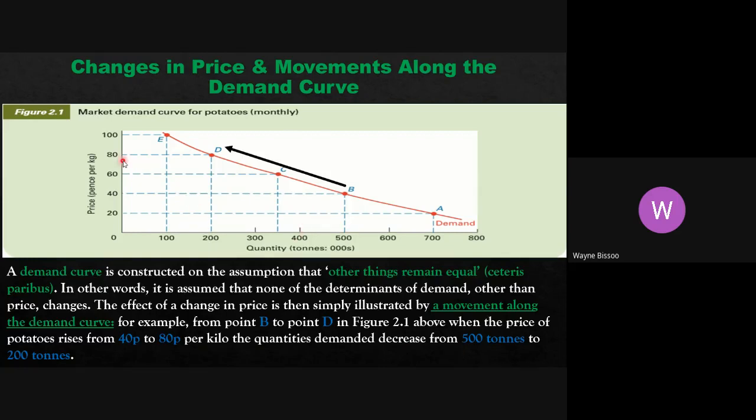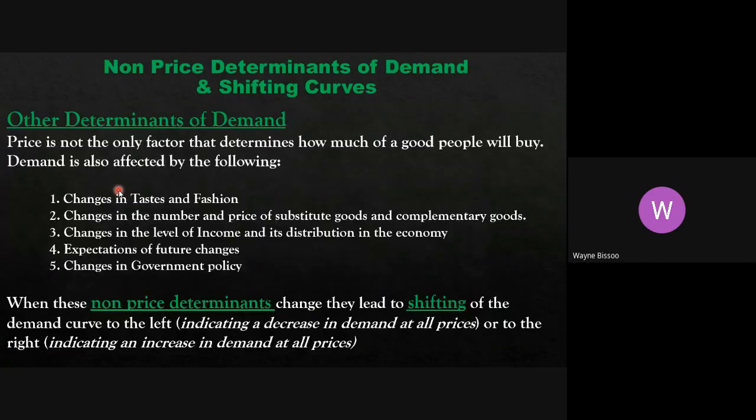Now, if the price had gone down from 80 to 40, then we would have gone from D to B. But again, the only way to move from D to B is to have prices change. And that's the main thing that we need to get: when prices change, it causes us to move along one demand curve. All right. So the quantities demanded change. All right. So we need to remember that.